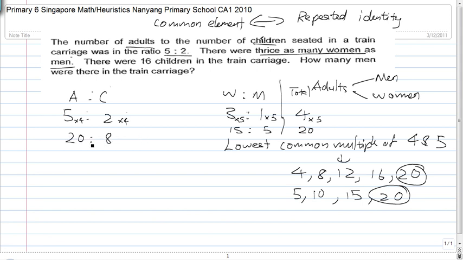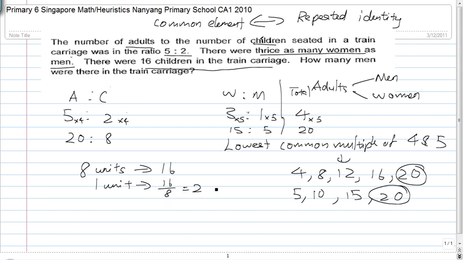Now once I've done this, because the number of adults is 20 units and the number of women and men is also 20 units, there's now a basis for comparison. They tell you that there were 16 children in the train carriage. So children is 8 units here. 8 units is equal to 16 kids. So 1 unit must be equal to 16 divided by 8, which is 2.